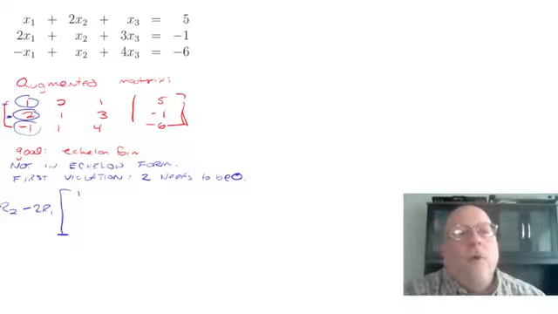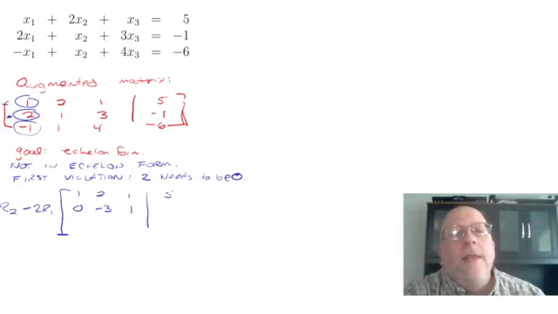So the top row is still 1, 2, 1, 5. 2 minus 2 is 0. 1 minus 4 is -3. 3 minus 2 is 1. And -1 minus 10 is -11. And that's a -6.